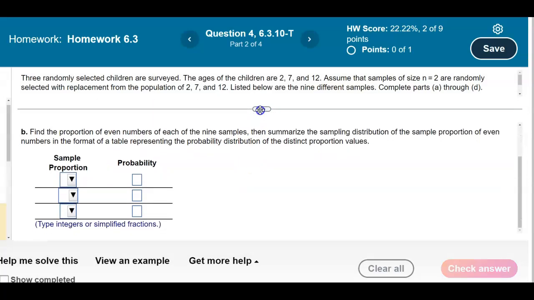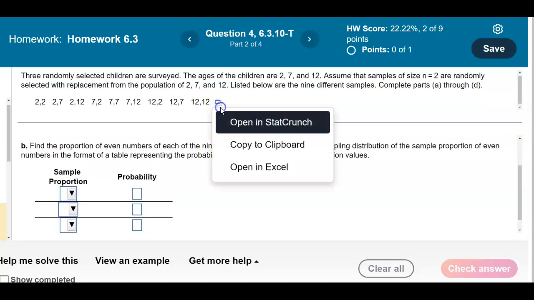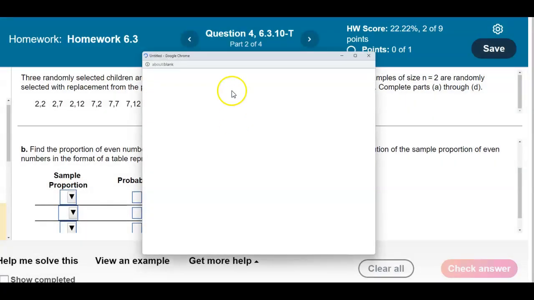Okay, now it says find the proportion of even numbers of each of the 9 samples, and then summarize the sampling distribution of the sample proportion of even numbers in the format of a table representing the probability distribution of the distinct proportion values. So we're just going to open up this data into StatCrunch.